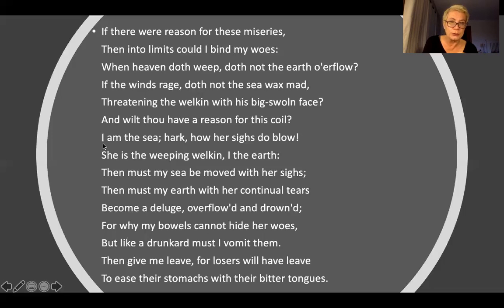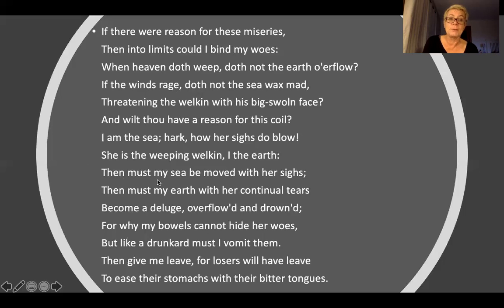No allegory, no simile, it is sheer metaphor. I am the sea, hark how her sighs do blow. So we have I and her as the antithesis. She is the weeping welkin, I the earth. So she and I in contrast, and she and I up there. So this thought is the conclusion of all of this. This is what nature does. And now look, I'm nature, she's nature.